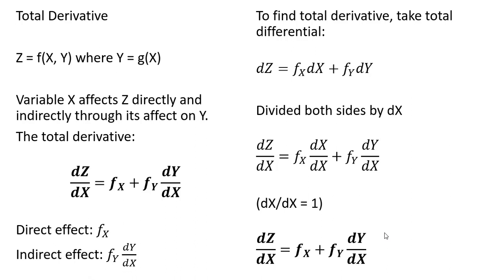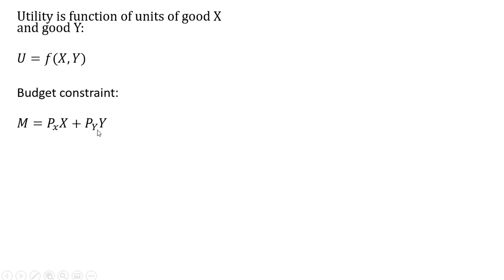Now let's apply this to our utility maximization problem. So utility is a function of units of good x and good y. And we have the consumer's budget constraint. And if we solve the consumer's budget constraint for y, we see that y is a function of x. And notice here, if we were to take the derivative of this equation on top here, with respect to x, we get minus the price of good x divided by the price of good y.